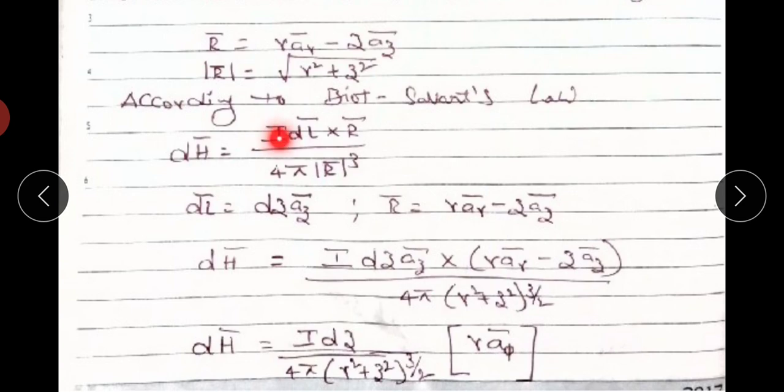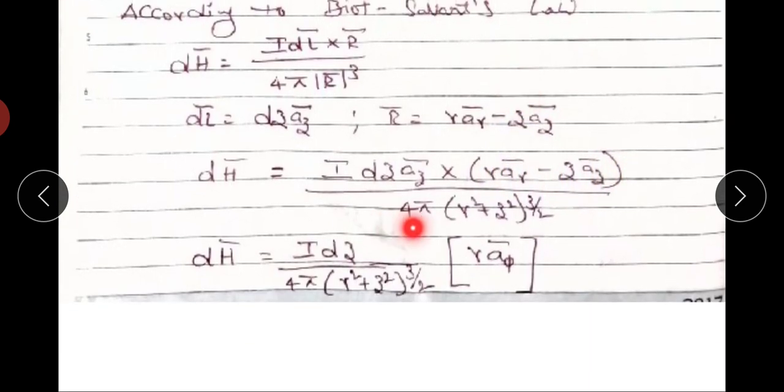Now substitute the dl bar and r bar vectors in the dH bar expression. dH bar equals I into dl bar, which is dz into az bar, cross r bar, which is r into ar bar minus z into az bar, divided by 4 pi into modulus of r bar cubed, where modulus of r bar is root of r square plus z square. So modulus of r bar cubed equals r square plus z square whole power 3 by 2. Next, the differential magnetic field intensity dH bar equals I into dz by 4 pi into r square plus z square whole power 3 by 2.